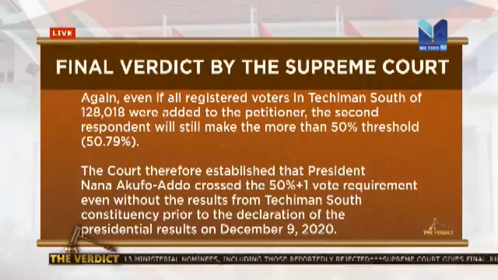Again, even if all registered voters in Techiman South of 128,018 were added to the petitioner, the second respondent would still make the more than 50% threshold. And it's indicated there, the 50.79. The court therefore established that President Nana Akufo-Addo crossed the 50% plus 1 vote requirement even without the results from Techiman South constituency prior to the declaration of the presidential results on December 9, 2020.